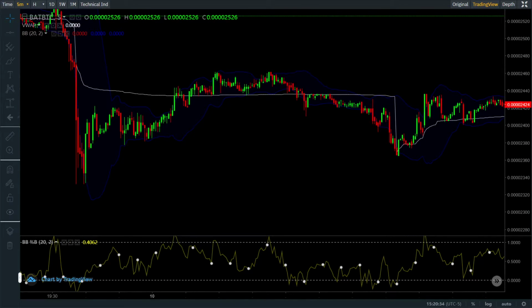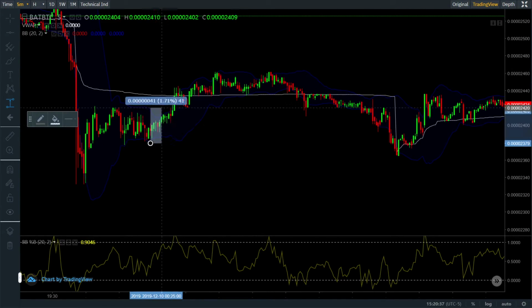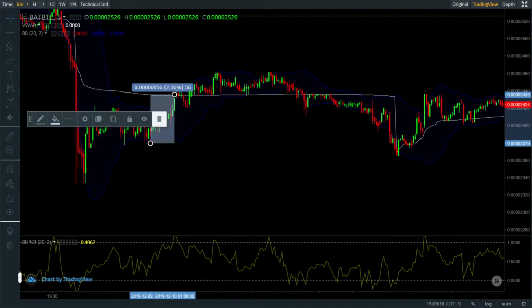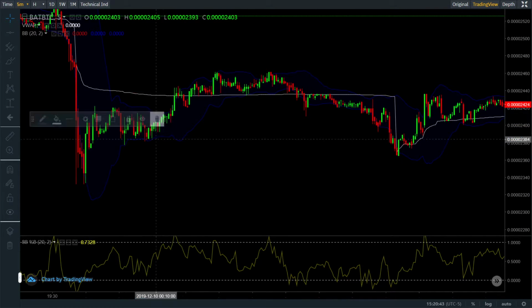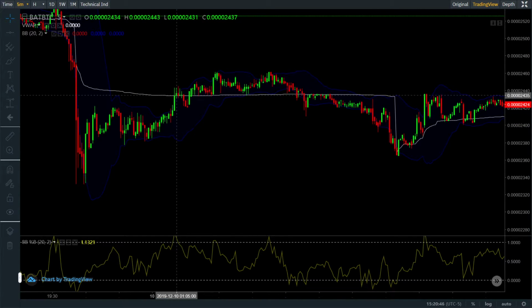Let's take a look at the percent. You just made 2.36% in however long this is, probably less than an hour. That's really good. And you're going to be doing this a lot of times.